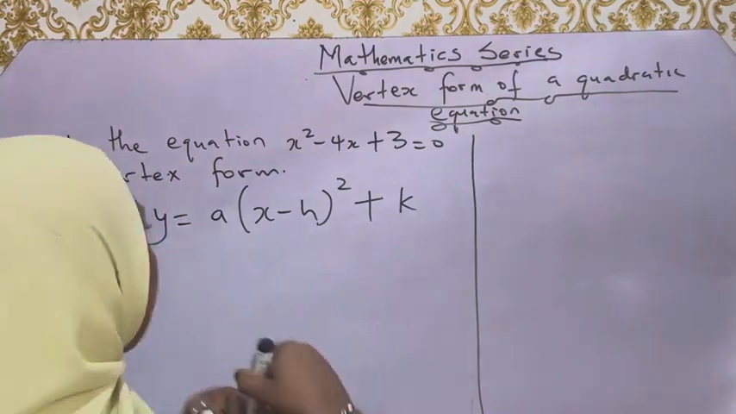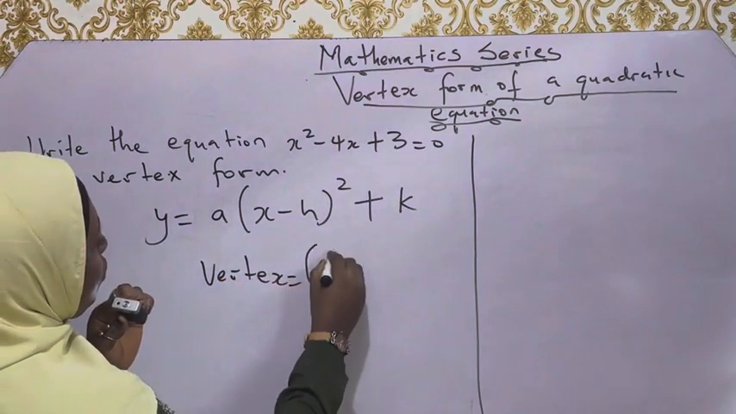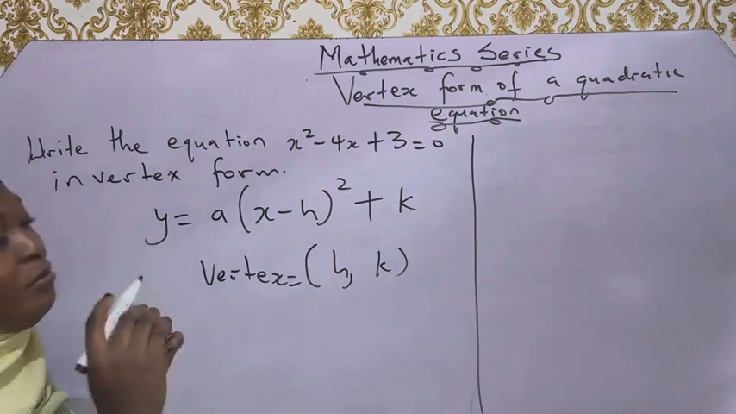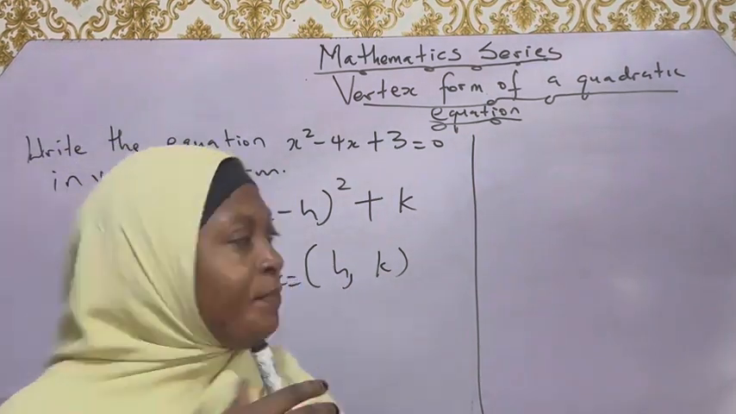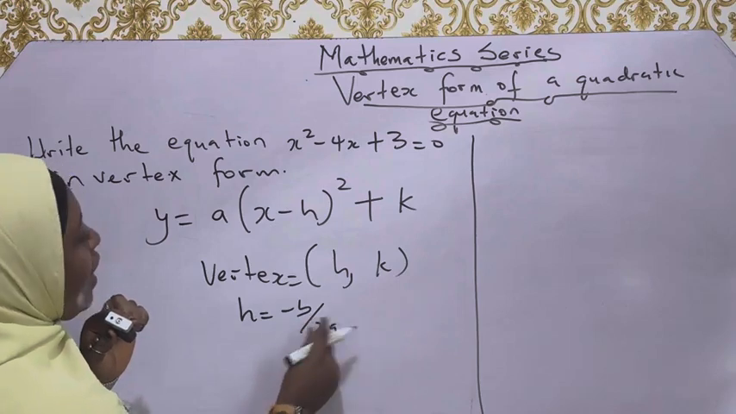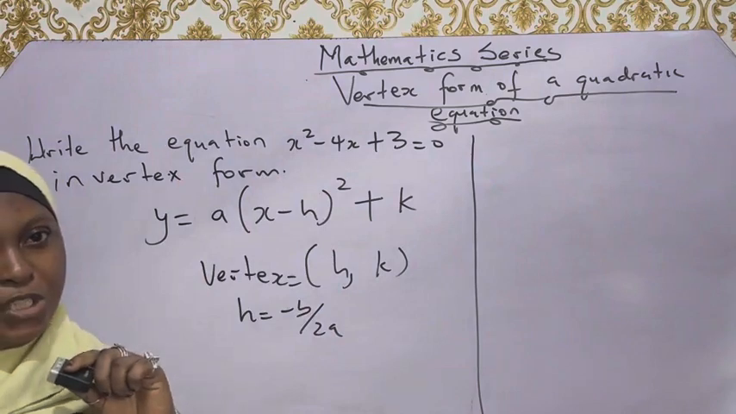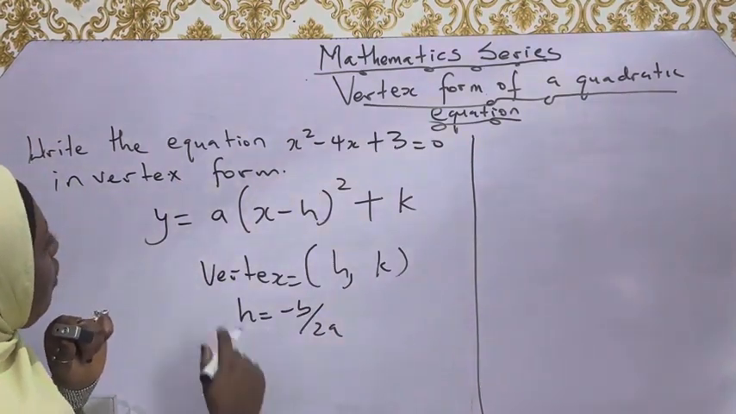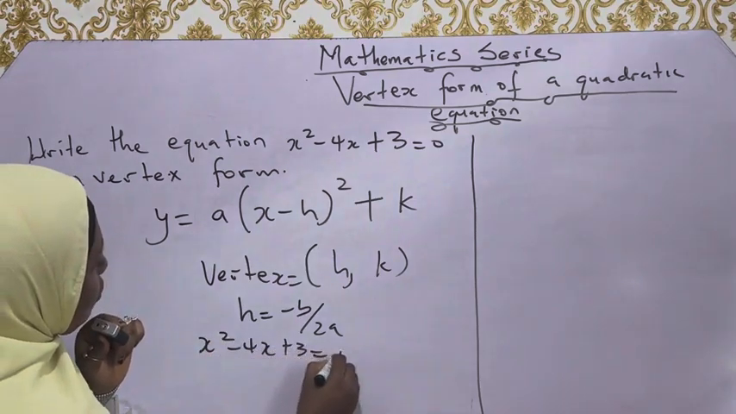The vertex. So the vertex, which is equal to (h, k). Now from this equation, we are going to try to get h and we are going to try to get k. Now h can be gotten using minus b over 2a, and to get k, you plug the value of h into this equation. Okay, now we have x squared minus 4x plus 3 equals 0.